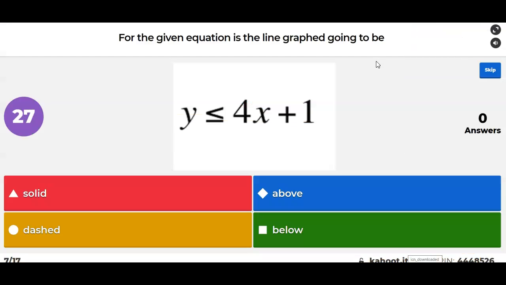Okay, for the given equation, will the line have shading above or below? Is the line solid or dashed? So again, all I'm talking about is the line. What will the line be?